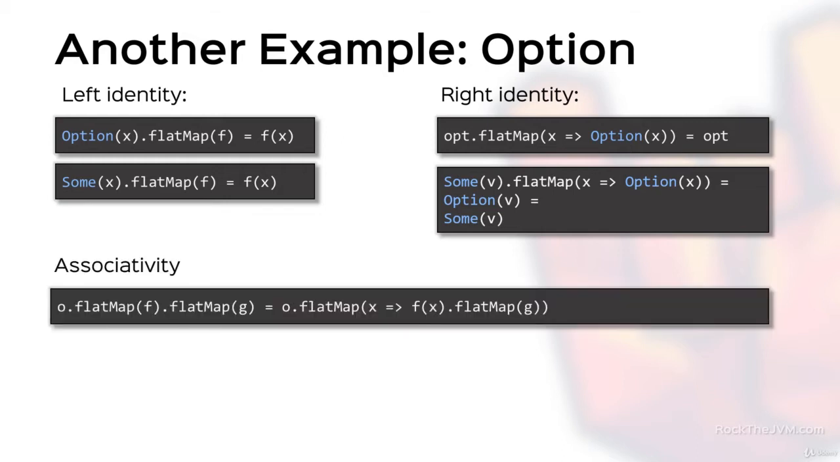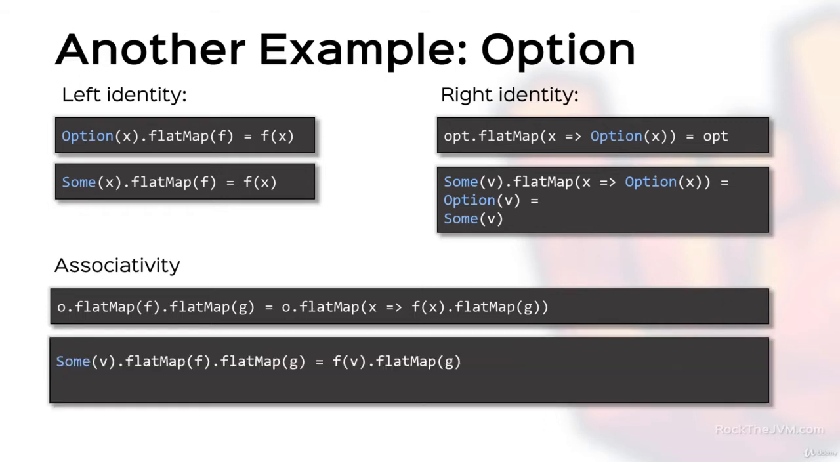Now, let's look at associativity. So associativity says that if we want to compose an option by flat mapping it with two functions in sequence, that should be the same as flat mapping the same option with a composite function, which for the x element contained within, it applies f flat map g. So how does this work? So let's compute the left and the right hand side of this equality separately, and let's prove that they do the same thing.